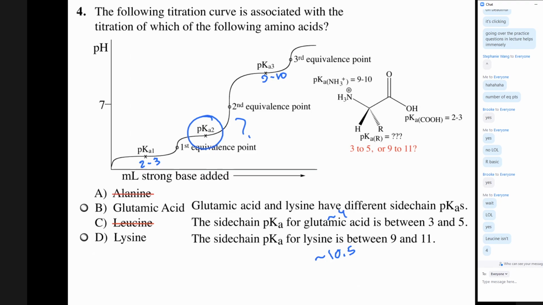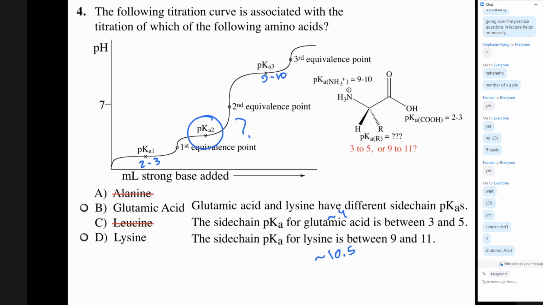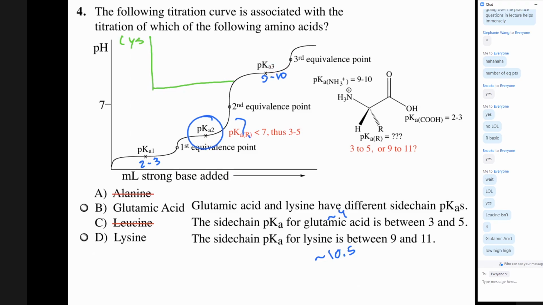Perfect. So if it's around 4, what amino acid is it? Is it glutamic acid or is it lysine? Glutamic acid. What would lysine's curve look like? So let me draw lysine's for you. Forgive my simplicity in this, but this is low, low, high. So lower than 7, lower than 7, above 7. Lysine would be lower than 7, higher than 7, higher than 7. So it would be low, high, high.